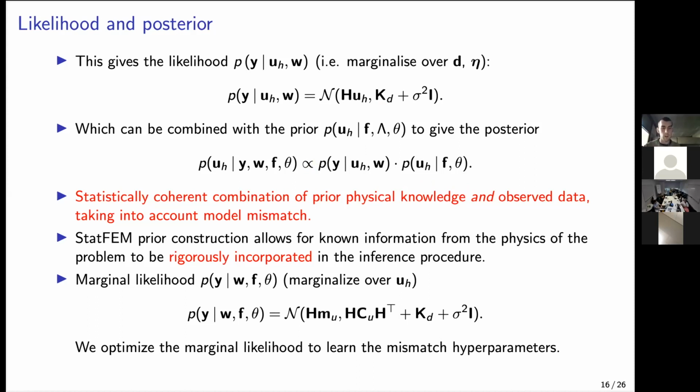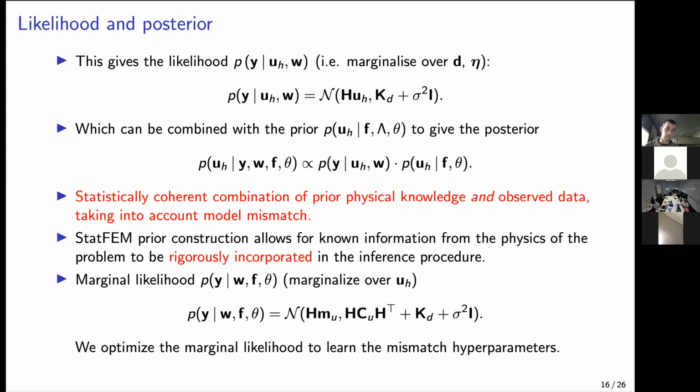What's nice about this is that this is a statistically coherent combination, at least in my opinion, of prior physical knowledge, P of U, and observed data, P of Y given U, that takes into account possible model misspecification, and then allows for this data to be rigorously incorporated into our inference procedure, taking into account both what we know about the physics and what we know about the system that might be possibly misspecified. And it allows us to write out this posterior over the model solution instead of, say, over the parameters of the model, which is typically what you would get in an inversion type setup.